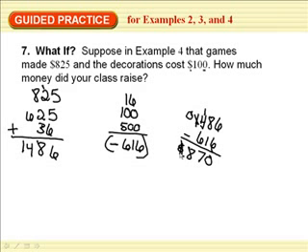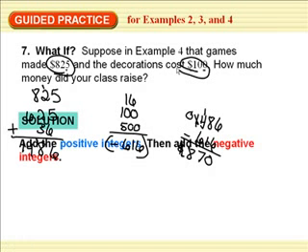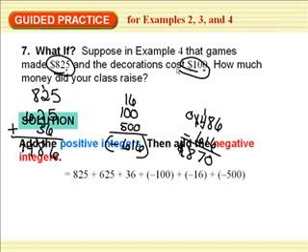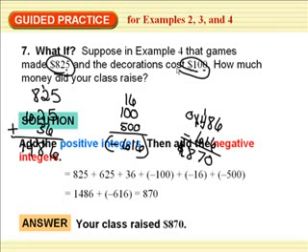And I just went back to the table and re-looked at everything and put in these two new numbers. I put in $825 for the games and $100 for the decorations and then just redid the problem. And that's what they did. See, they added the 825, the 625, and the 36 just like I did. And then the 100, the 16, and the 500. And we came up with $870. So our class raised $870.